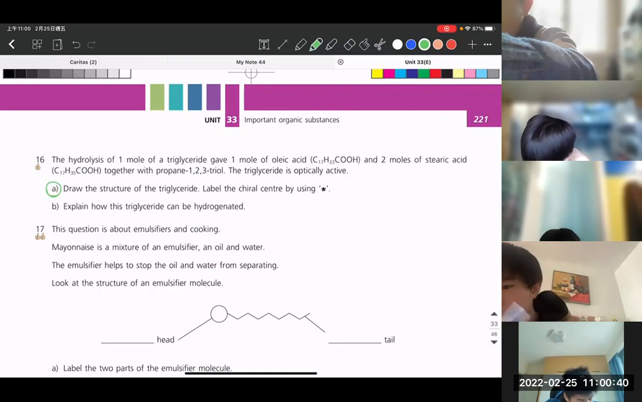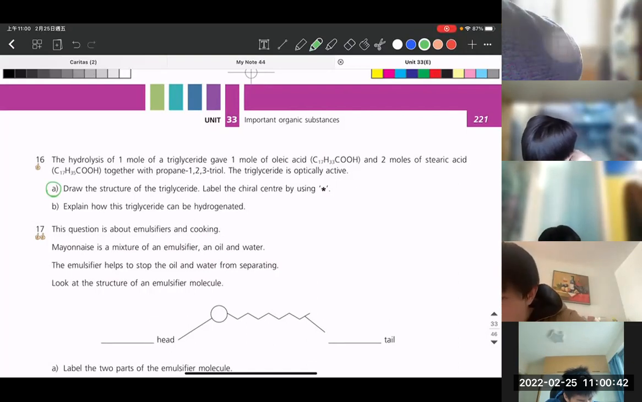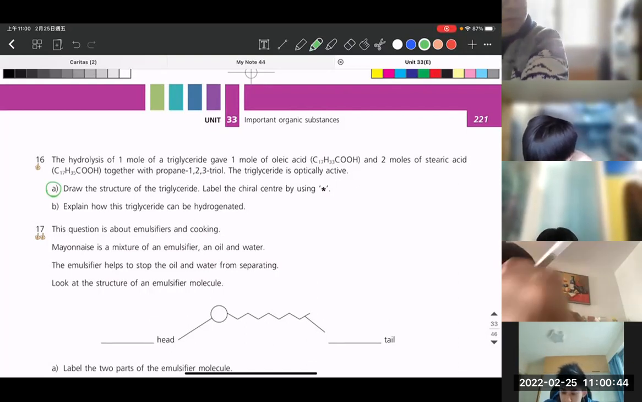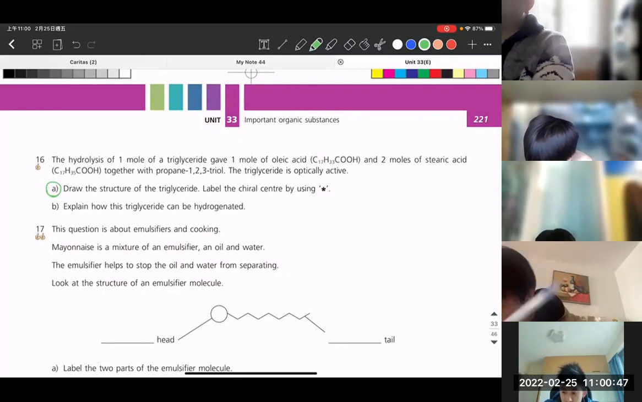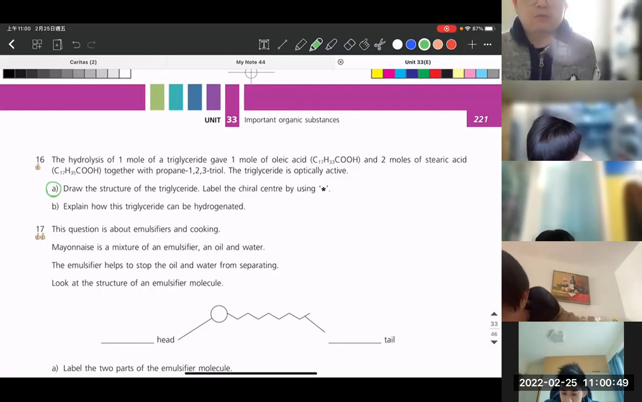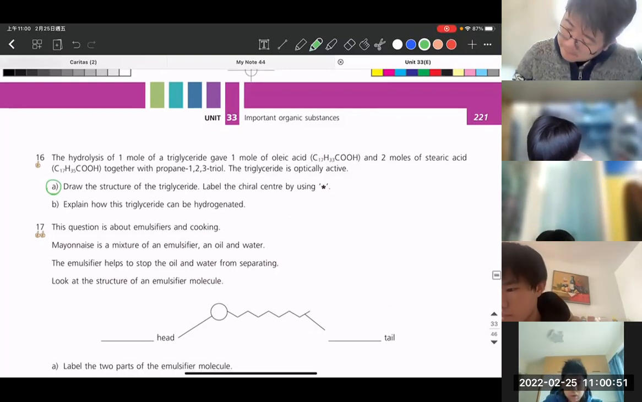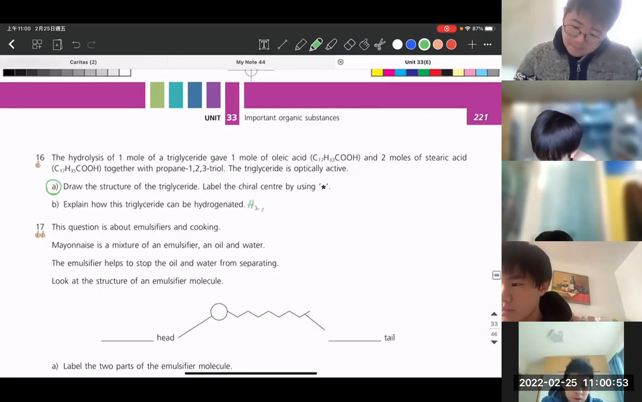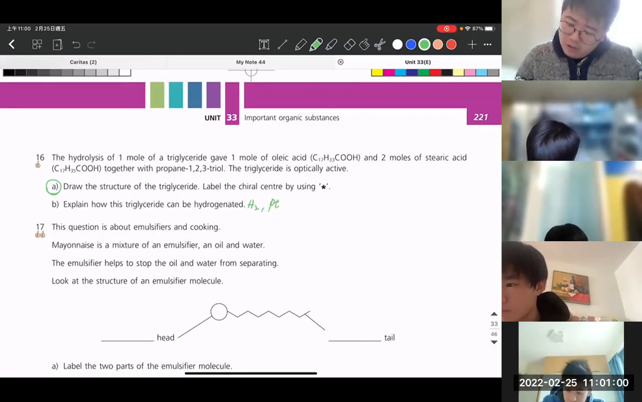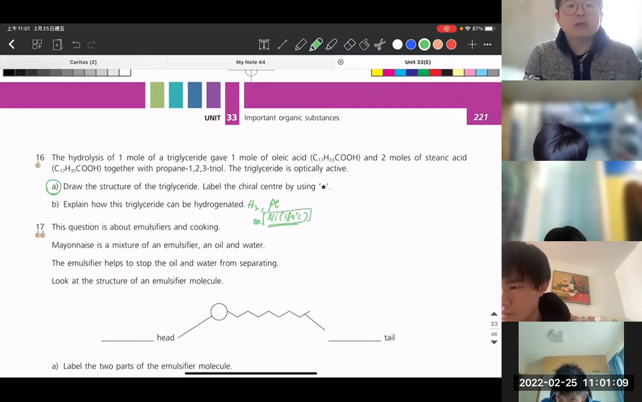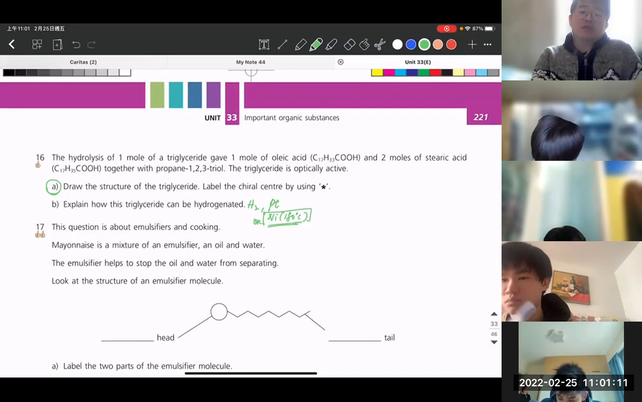Okay, while we are waiting, the steps of hydrogenation. I need what? Hydrogen gas. What else? Catalyst. What is a catalyst? Platinum. Okay, platinum at room temperature, or you use nickel. But if you use nickel, remember to apply heat, okay? Platinum is just room temperature, that is okay.